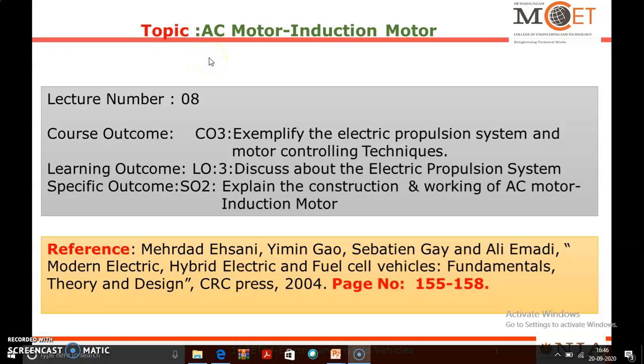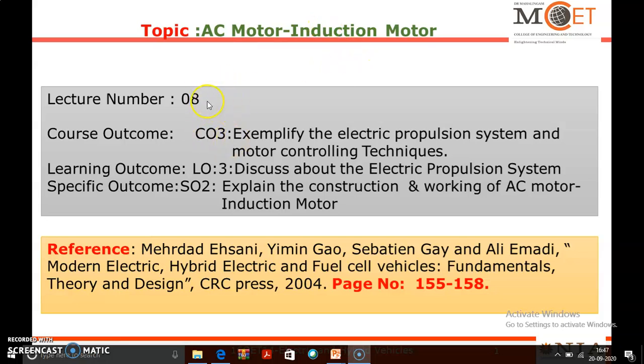In the last class, we discussed the permanent magnet brushless DC motor, its construction, operation, speed, and torque characteristics. In today's session, we are going to discuss the AC motor, that is, the induction type motor.